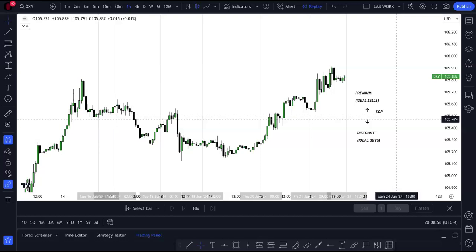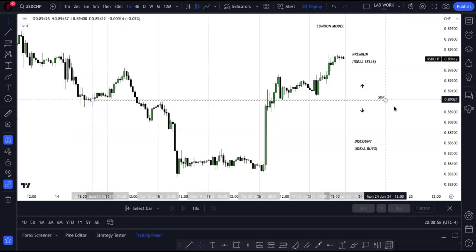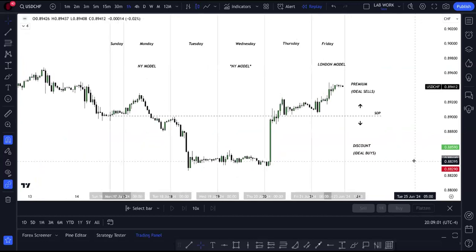So let's go on to U-Swissy and take a look at some ideas. So you can see on the chart, we got Sunday to Friday. We have the New York model here. We have another New York model here. Have the asterisk here. Really important. We'll talk about why I have that labeled like that. And then got a London model on Friday, right? Thank God it's Friday. Let's go into Monday.